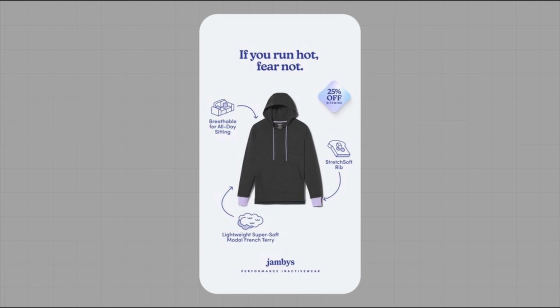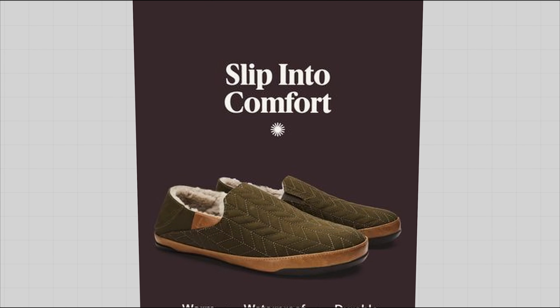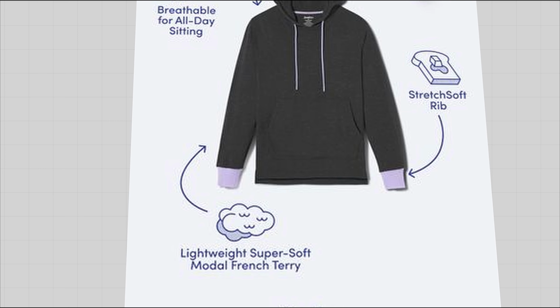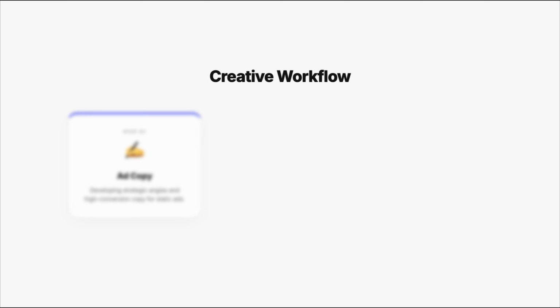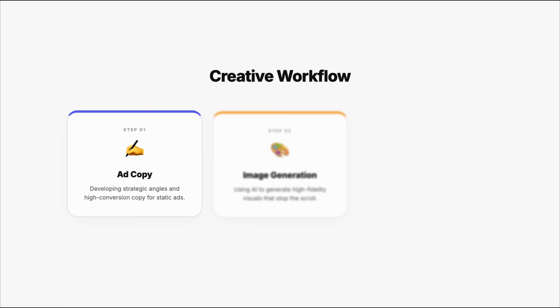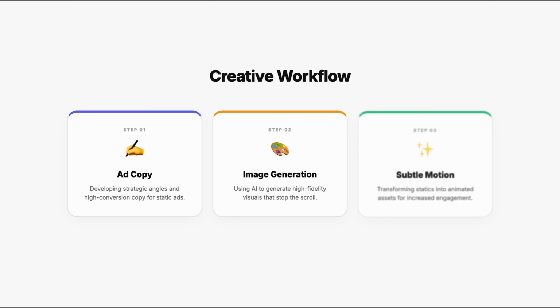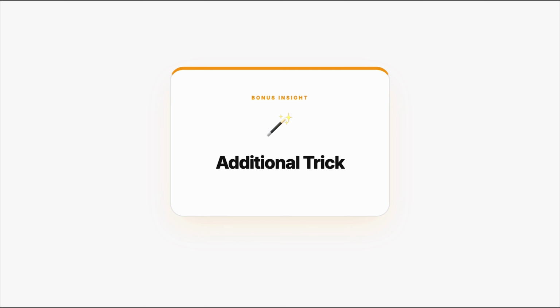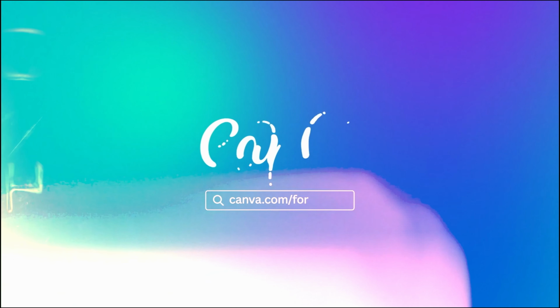In this video, I'll show you how to create static ads just like these without any designers using one single prompt. I'll walk you through how I come up with ad copy for my statics, how to generate the images and turn them into subtle animations, all using AI. I'll also show you an additional trick on how to edit your static ads using Canva. So a fairly simple and easy to follow along tutorial.